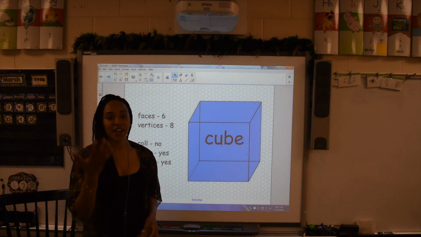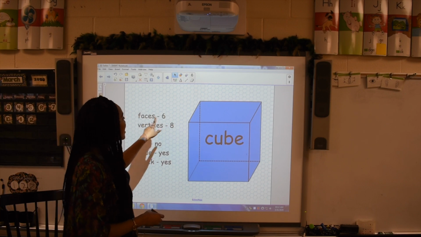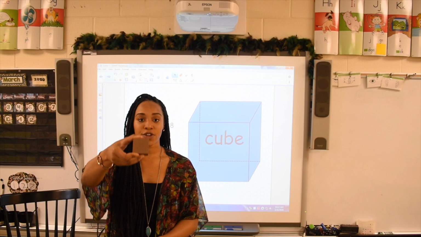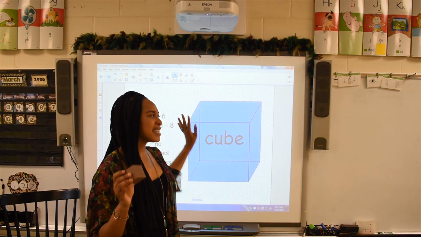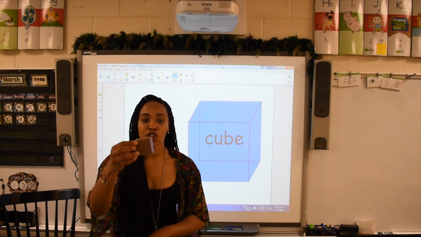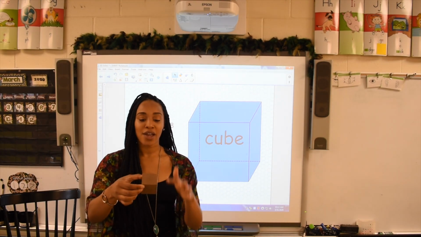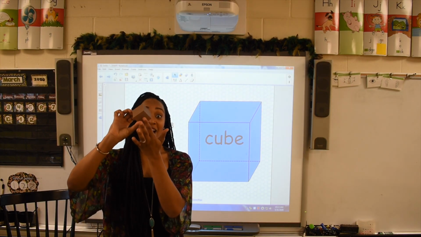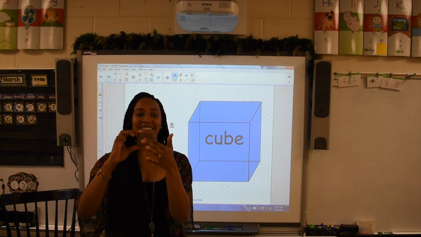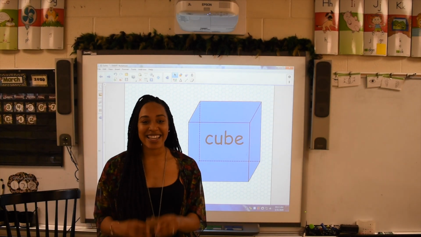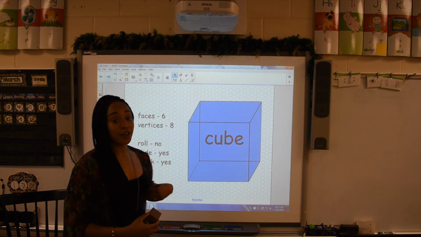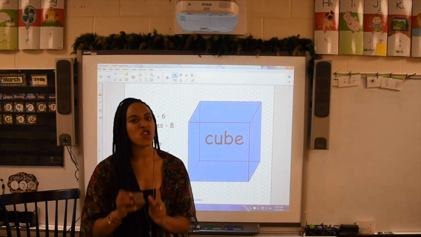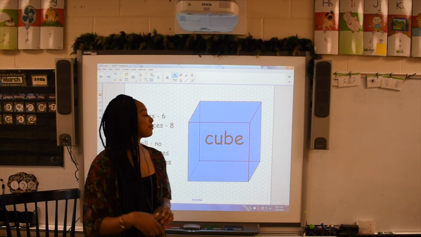Our friend, the cube. What says for faces? That there are 6. Remember, the face is that wide, flat surface where it can stand. So, not saying that the smartboard is wrong, but let's just check. Let's count together. Ready? 1, 2, 3, 4, 5, 6. There are 6 faces. Now we count the vertices together. Remember, the vertices are where the 3 sides meet. That's the corner. And we knew that in a cube, there were 8.